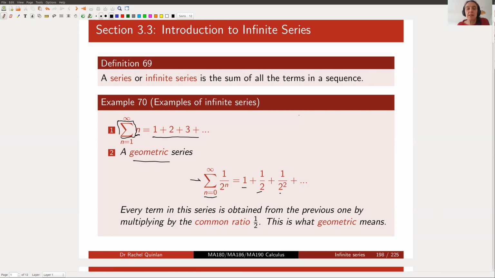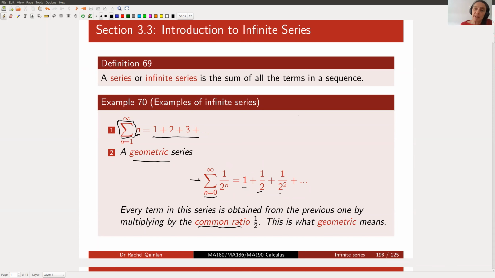And the other remark is that in that second example, the terms of the series, the individual pieces of the sum there, are 1 over 2 to the n. So the word term is used in series in a similar way to how it's used for sequences. And each term there is obtained from the previous one by multiplying by 1/2, which is referred to as the common ratio for this geometric series. And that's what the word geometric means.